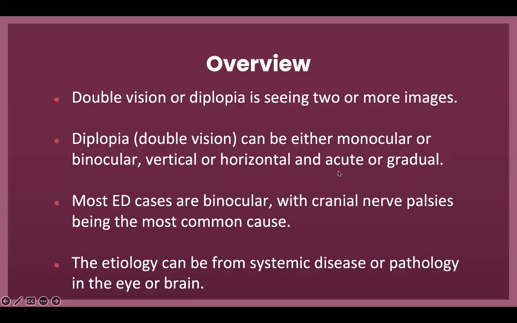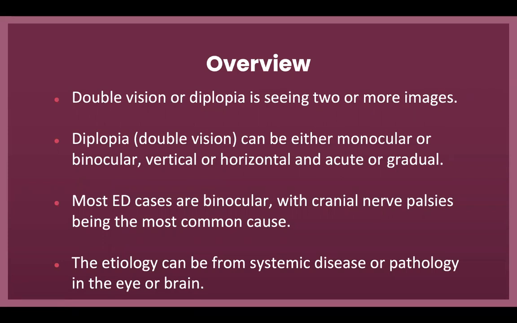Okay, double vision or diplopia is the condition in which you will see two or more images of the same object. It is pathological for sure. It is not normal to see two or more images for the same object. The categorization of diplopia: it can be monocular or binocular, vertical or horizontal, and acute or gradual in onset.